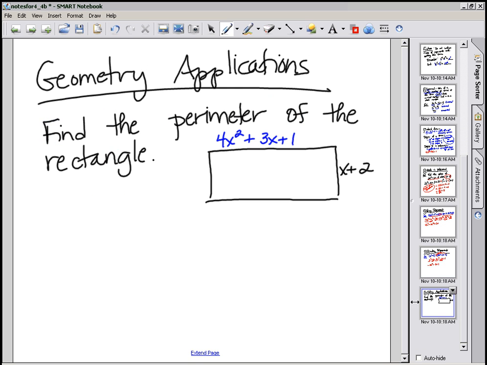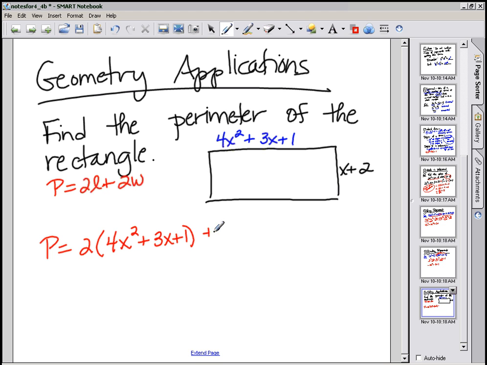And then the last thing in this section that I want to talk about is just a few applications that you might see, to find the perimeter of a rectangle. The perimeter is 2 times the length plus 2 times the width. Or you can think of adding all 4 sides up. So here, the perimeter is 2 times the length, which would be times 4x squared plus 3x plus 1, plus 2 times the width, which would be 2 times this x plus 2.